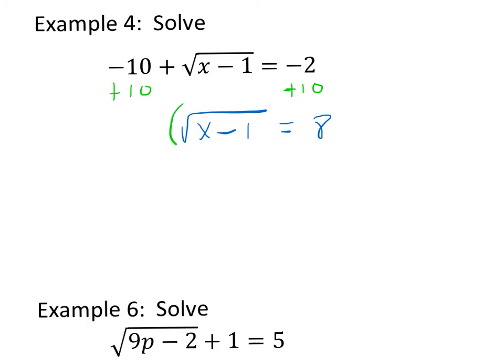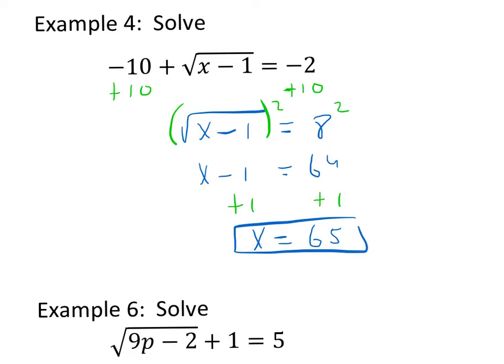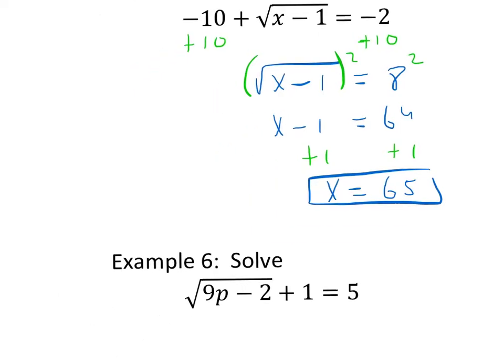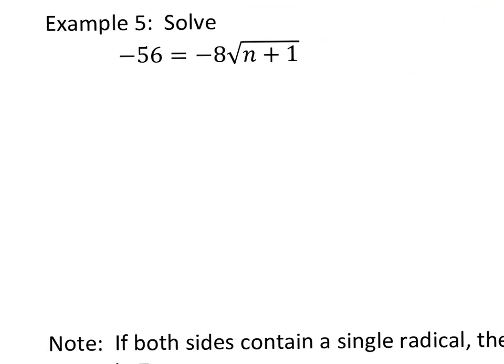We would then square both sides, just as before, which would give us x minus 1, because the root and the square simplify. We have 64. We would then add 1 to both sides, which would give us x equals 65. And again, if you check that, 65 minus 1 is 64. Root of 64 is 8. Negative 10 plus 8 is negative 2. So a little bit more work before we can actually undo the root.